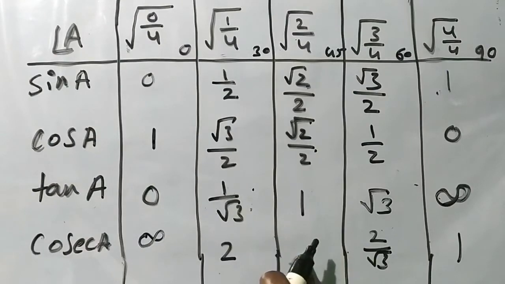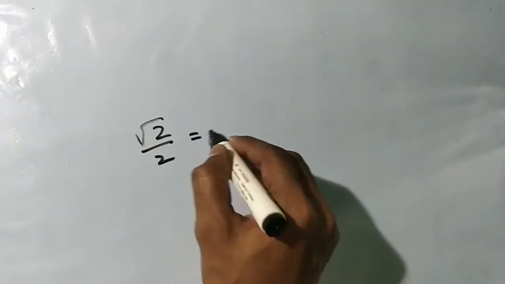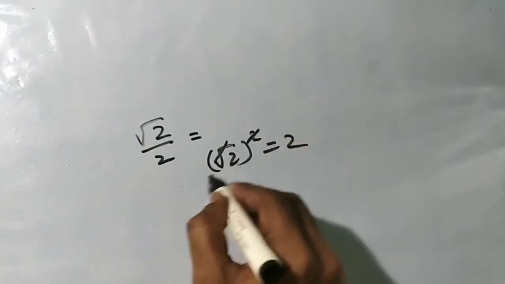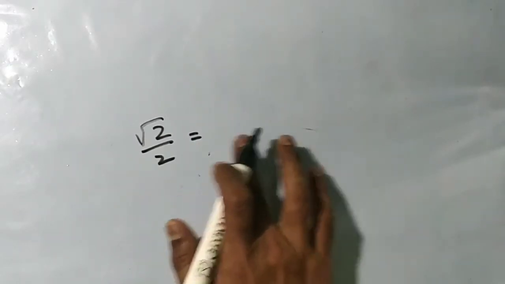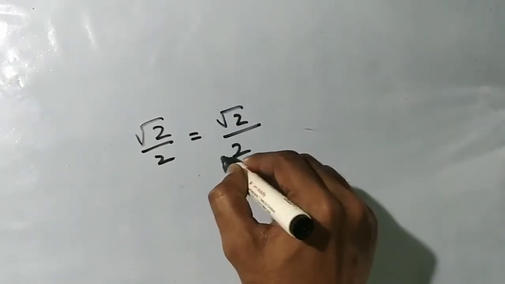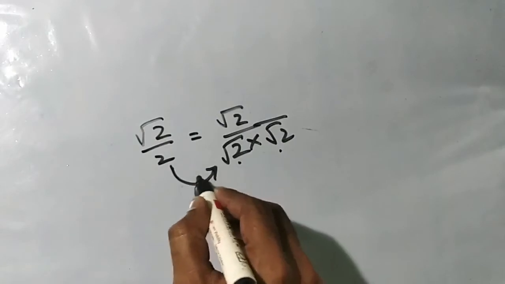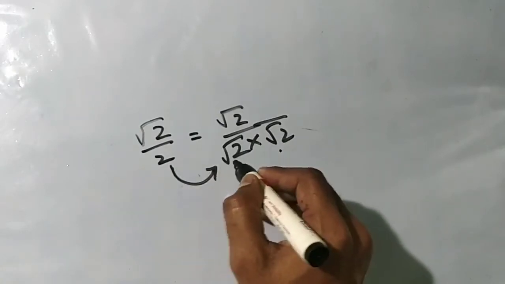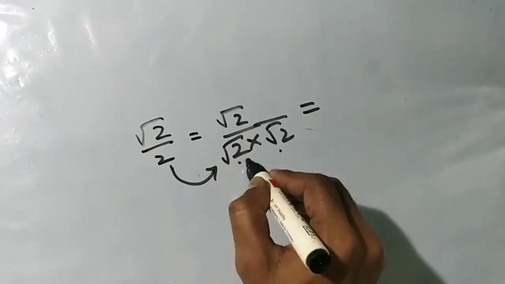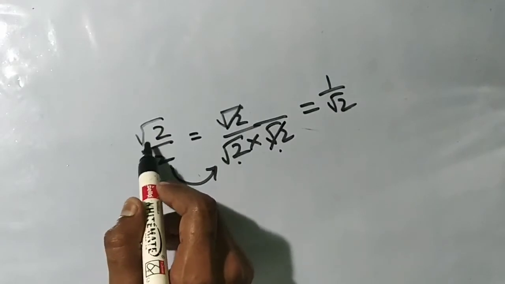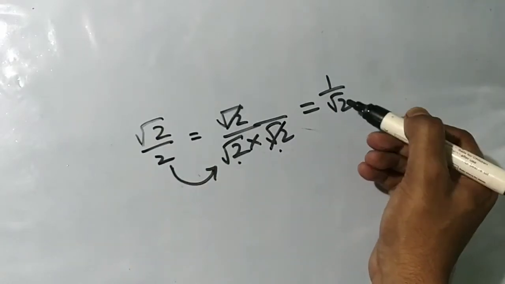Now I will explain how we can write root 2 by 2 as 1 by root 2. Here 2 can be written as root 2 whole square, because the square root and the square get cancelled, and we get 2. Similarly, we can write root 2 by root 2 into root 2, because root 2 whole square is nothing but root 2 into root 2. That's why we write 2 as root 2 into root 2. Here root 2 and root 2 get cancelled, that is 1 by root 2. So root 2 by 2 is nothing but 1 by root 2.